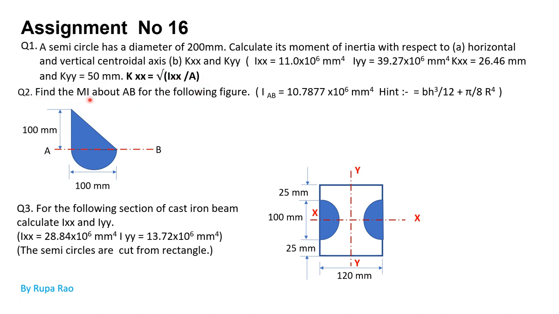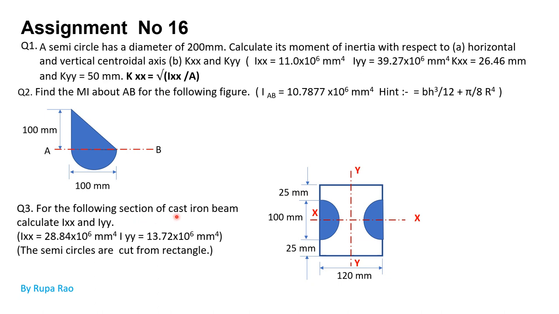Find the MI about AB for the following figure. This is the figure. This height is 100. This is also 100. IAB is equal to, the answer is 10.7877 × 10⁶. Here one hint is given. The formula I have given.